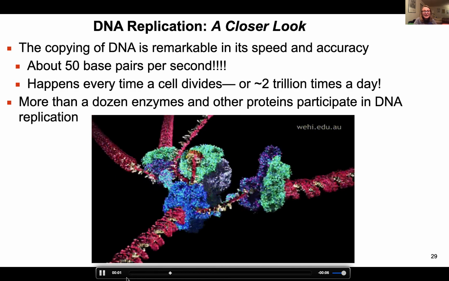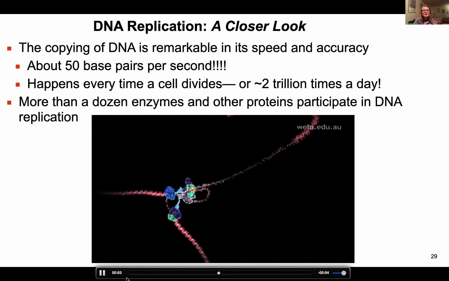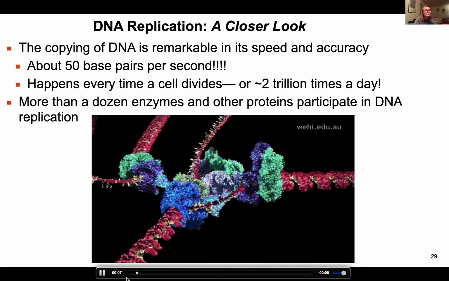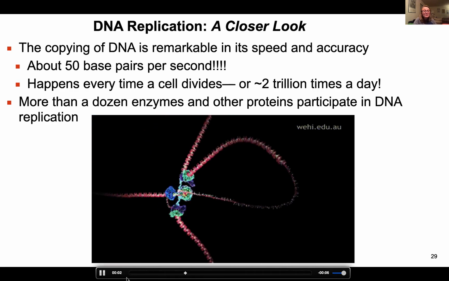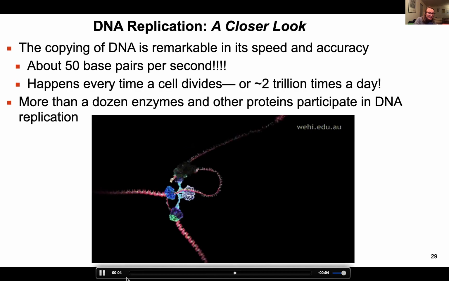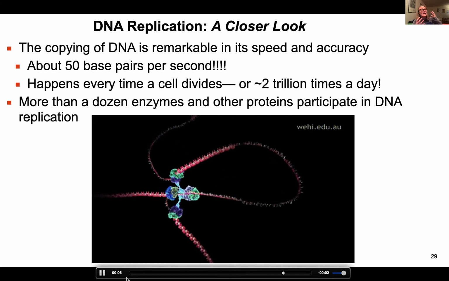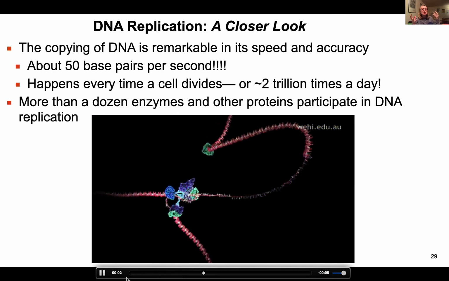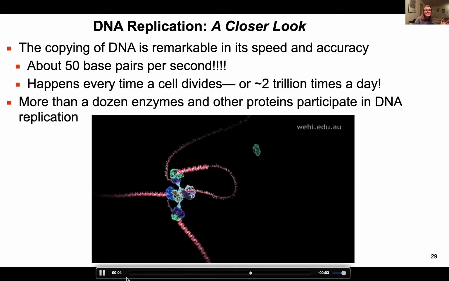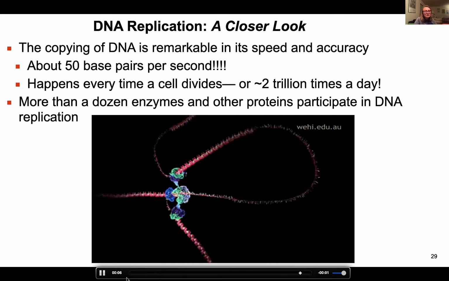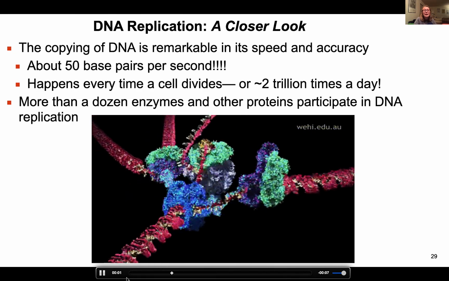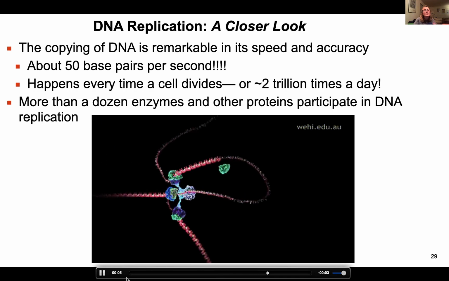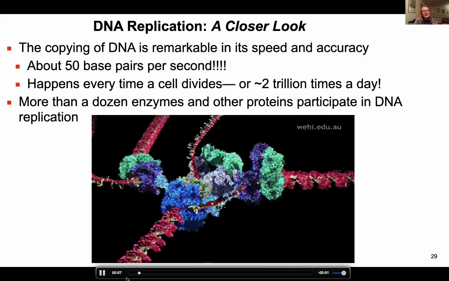So DNA replication is incredibly fast and incredibly accurate. DNA can replicate itself at a speed of about 50 base pairs per second, and this replication has to happen every single time a cell divides, and cells divide around 2 trillion times a day. So there's a lot of DNA replication happening, and most of the time it is incredibly accurate.